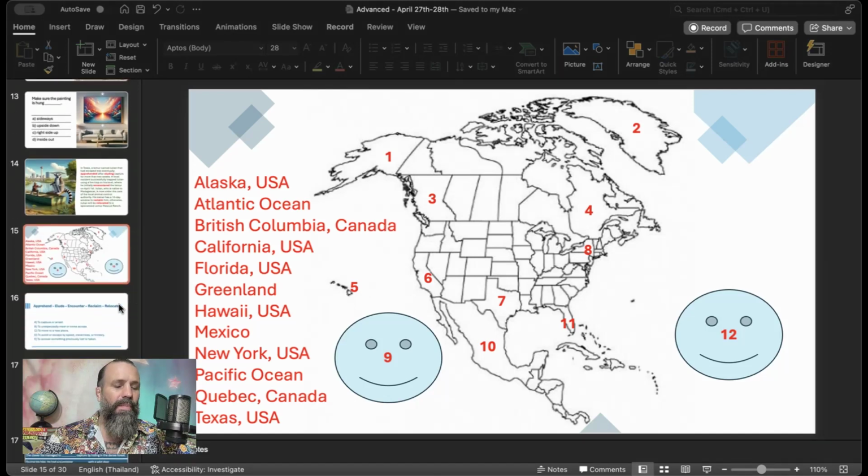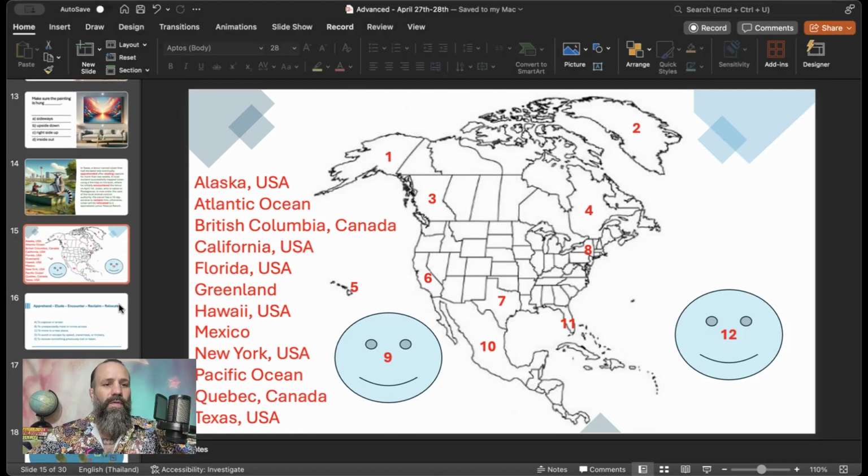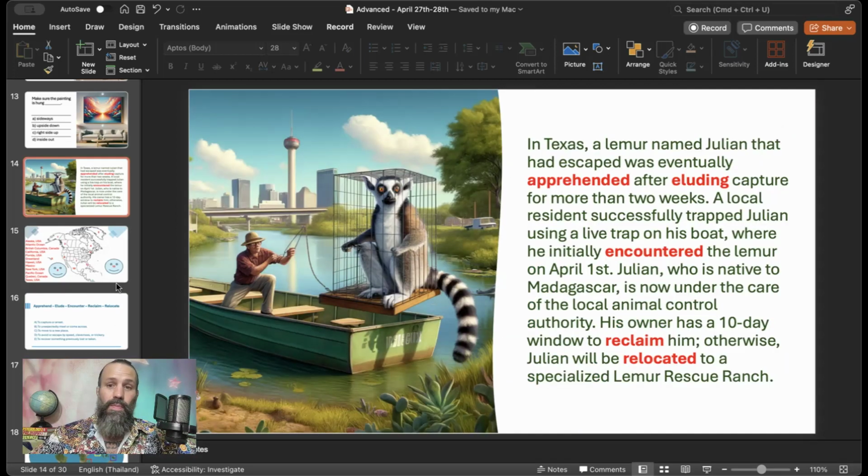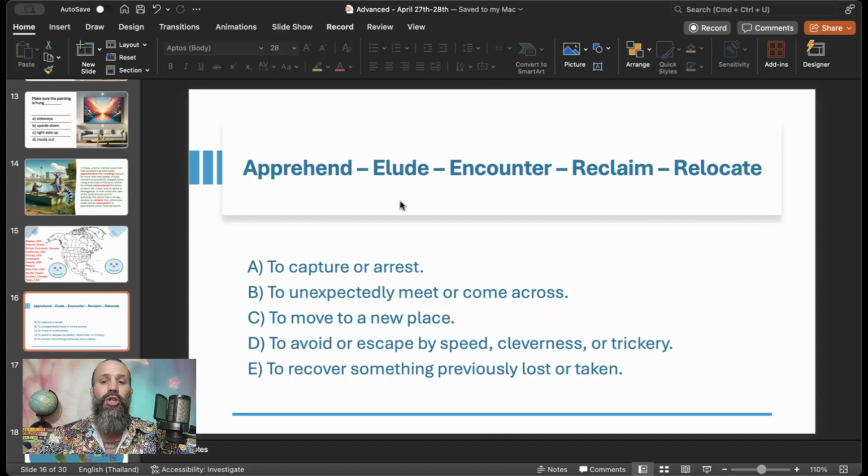All right. Next up is those vocabulary words that we had in our story. You can go back and look at those, push pause, read them, try to understand them by context. It's more important to understand them by context. We're going to match the words to the correct definition, and then we are going to use them correctly to fill in the blanks. First off, we have apprehend, elude, encounter, reclaim, and relocate.